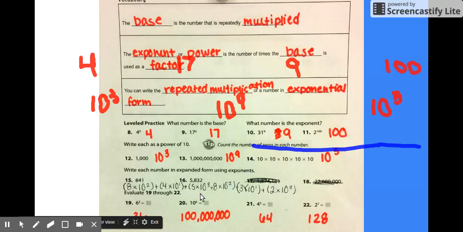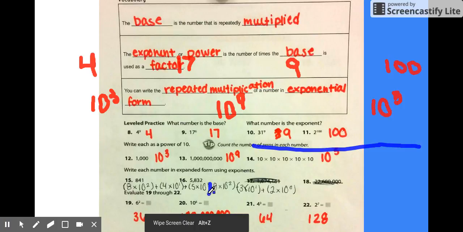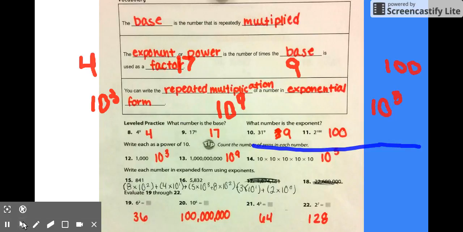And then there's supposed to be a parentheses right here with a plus sign in the middle. I don't know why I forgot to do that. So we have 8 times 10 to the 2nd because there's 2 digits after that 8. And then 3 times 10 to the 1st. And then 2 times 10 to the 0.